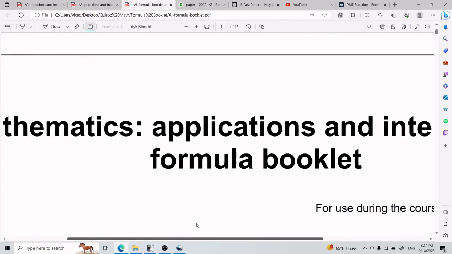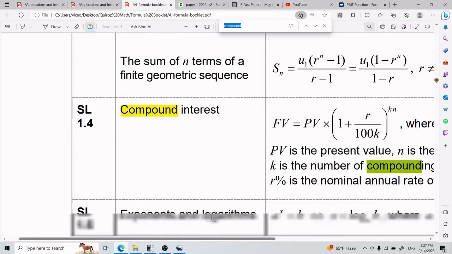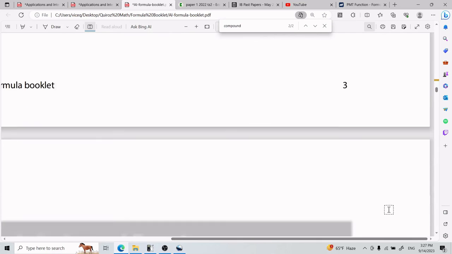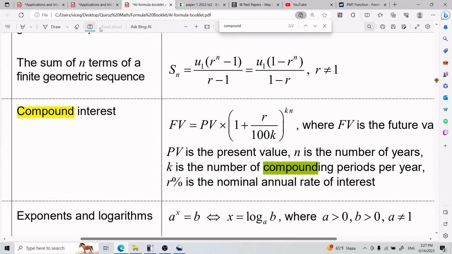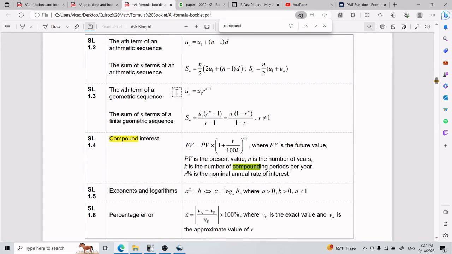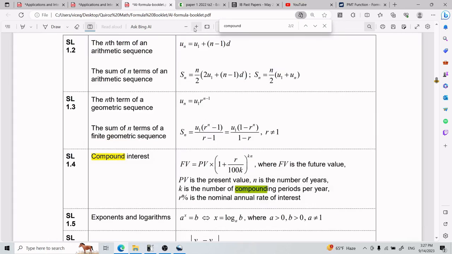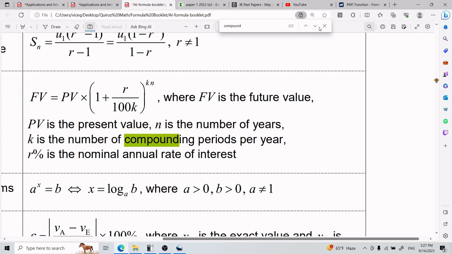Application and Interpretation Formula Booklet. Go ahead and search for compound interest. I think it's page 5 if I'm not mistaken. It's page 3, even closer. This is the compound interest formula, between the geometric stuff and percentage error. I know it might look weird, for some of you even new, but the cool thing about compound interest is that it's very methodological in the approach. I'm going to explain that in a second.